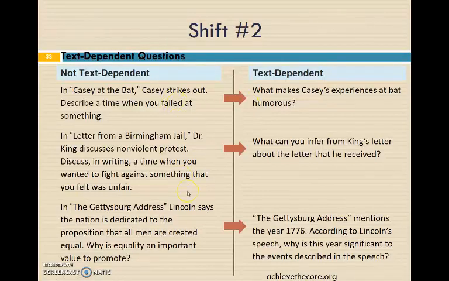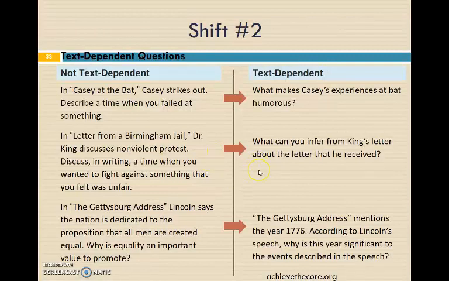All right, here, in a letter from a Birmingham jail, Dr. King discusses nonviolent protest. Discuss in writing a time when you wanted to fight against something that you felt was unfair. So again, it's not text dependent. Of course, if you read and understood this text, it would help you, but it's not necessary. This one is shorter, but a lot harder. What can you infer from King's letter about the letter he received? Now you're asking them to focus on the text and focus on the language that was used. And that's really the goal here.